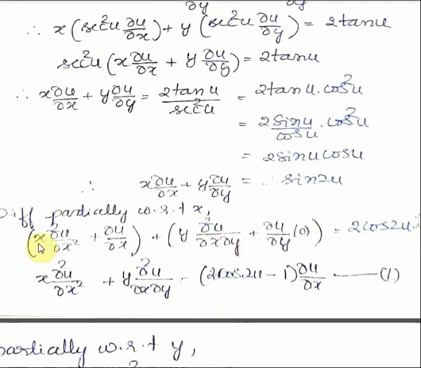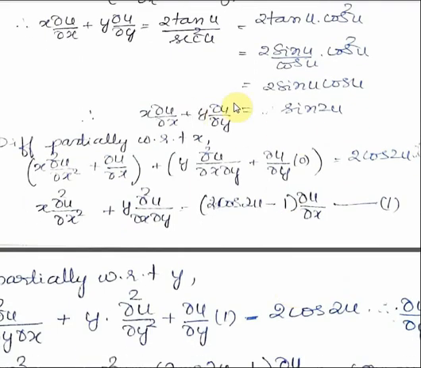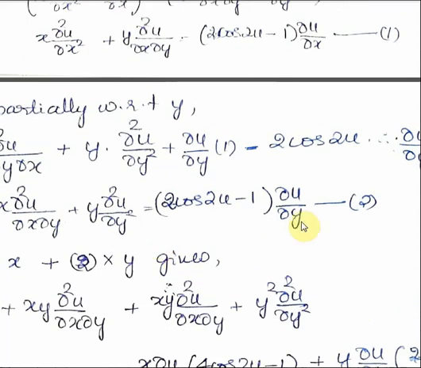In the next step, x dou square u by dou x square plus y into dou square u by dou x dou y. This dou u by dou x is taken to the right side, taken common there. Dou u by dou x, when I took it common, 2 cos 2u, this became minus 1 over here. The same thing, take this relation, partially differentiate with respect to y. This is the relation you will get when you partially differentiate with respect to y. I have named them 1 and 2. 1 multiplied by x, 2 multiplied by y.